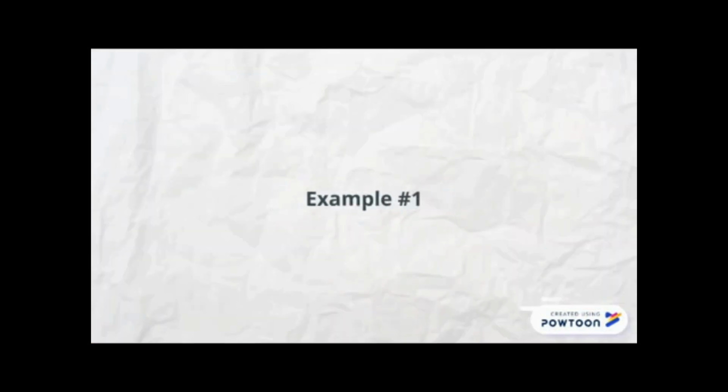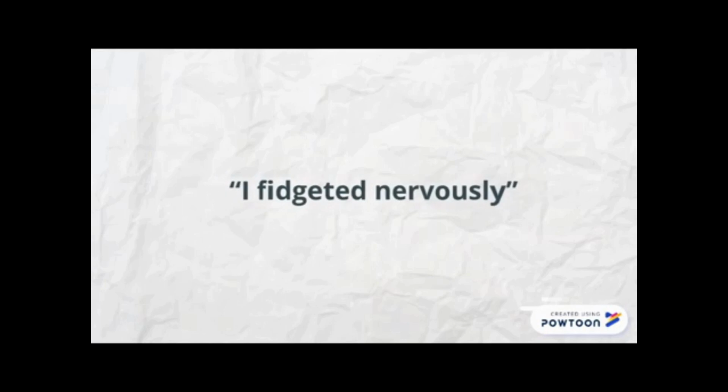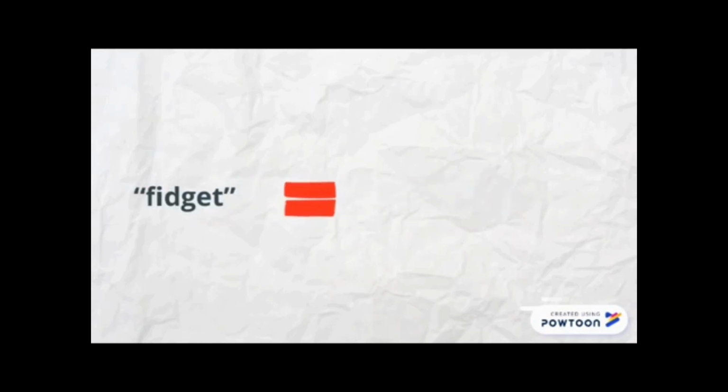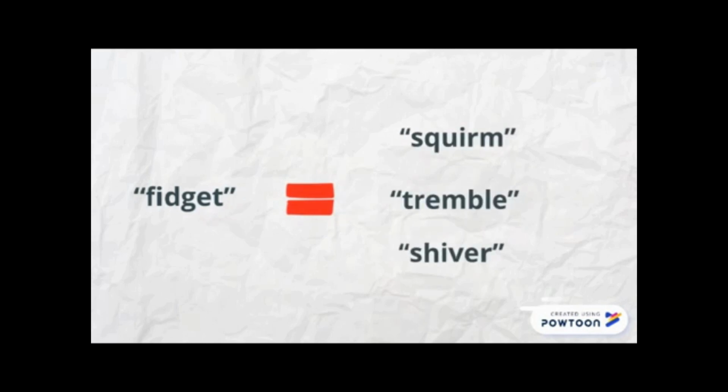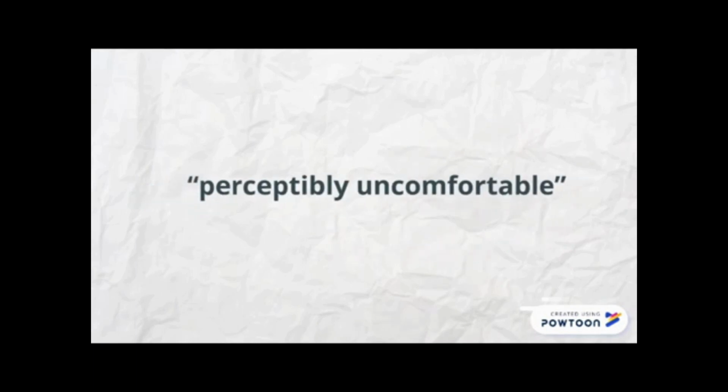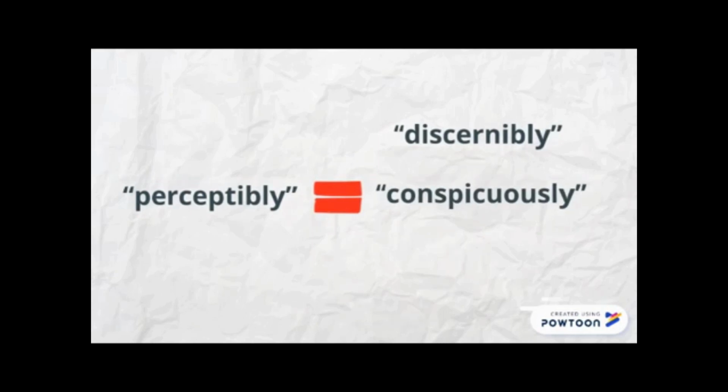The first example taken from the sample essay is, I fidgeted nervously, student example number 1. The word fidget can be replaced with squirm, tremble, or shiver. Next example is, perceptibly uncomfortable, student example number 1. The other words for perceptibly, which also bring a similar meaning, are discernibly, conspicuously, and overtly.